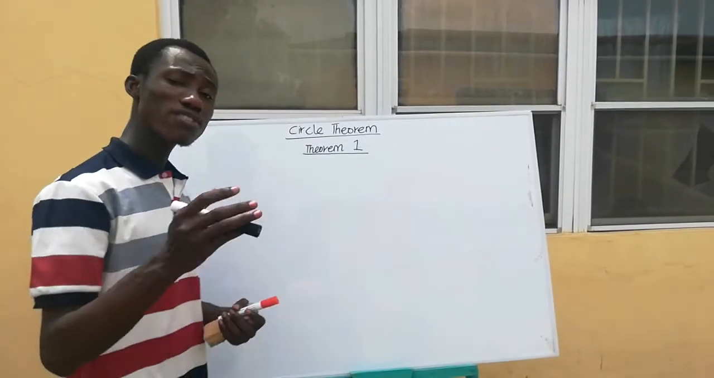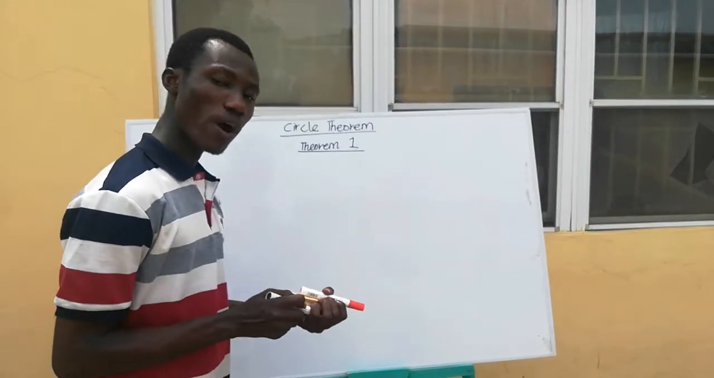In order for you to solve a circle theorem question successfully, you have to be able to know all the rules involved. We follow this series as we go through all the rules in solving circle theorem questions. So moving on to rule 1.